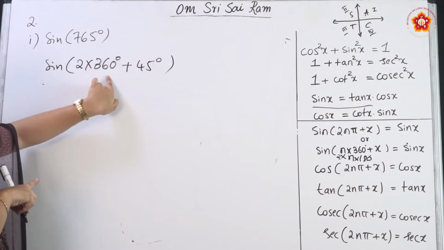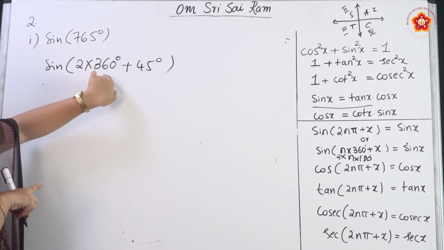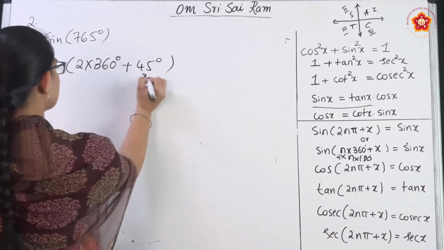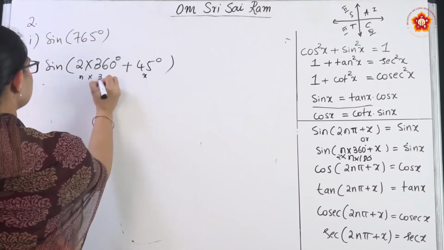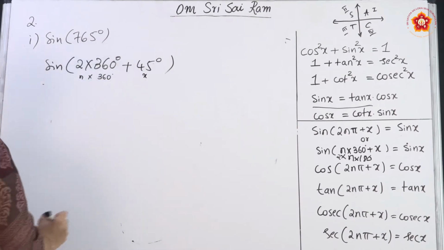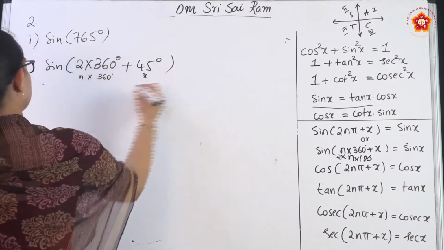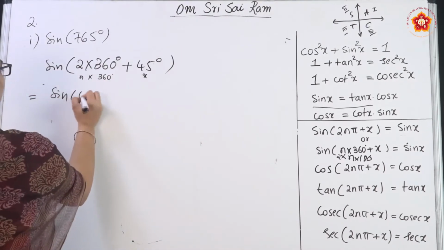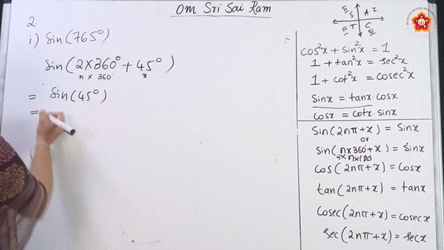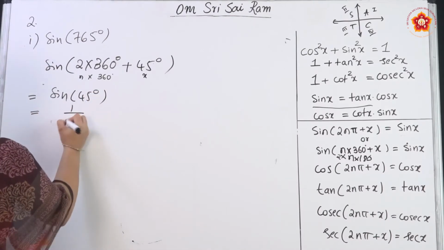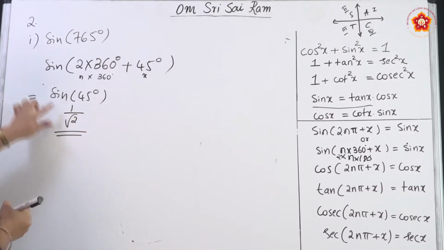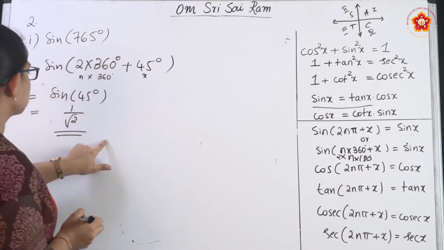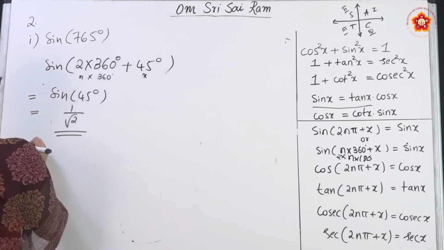So it is in the same form, right, n into 360 plus some x, correct, this is x, okay. So that is same as sin x, where x is here 45 degree, correct. So what is sin 45 degree? That is 1 by root 2. So this is the value of sin 765 degree. So this is how we can solve such type of problems. So let us move on to the next problem.